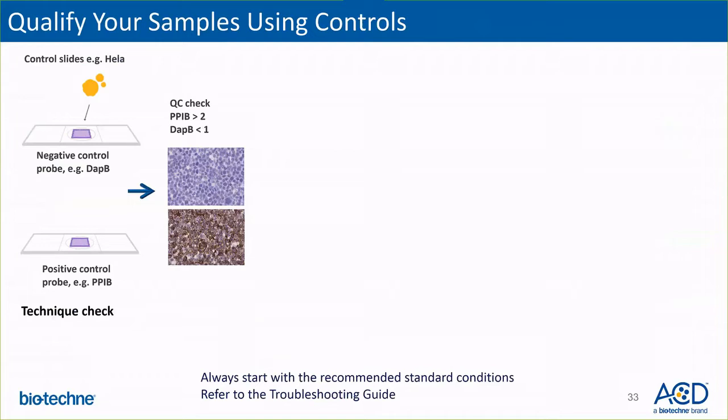Besides preparing samples according to our recommended protocol, it is very important to have proper controls for the RNAscope assay. If you are running RNAscope assay for the very first time, we recommend running positive and negative control probes on our control slides such as the HeLa, in order to ensure that the assay is set up in the lab optimally.